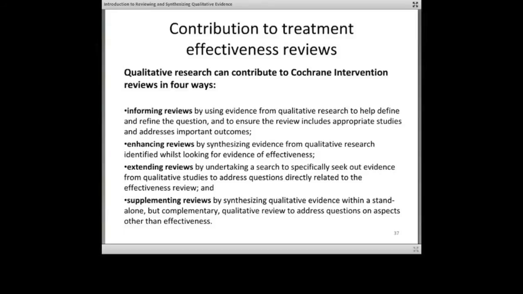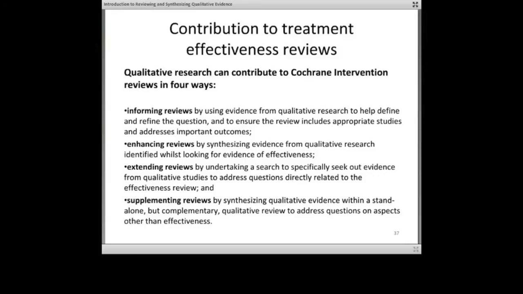We can also enhance reviews by synthesizing evidence from qualitative research that is identified while we're actually looking at evidence of effectiveness. A lot of the RCTs we include in quantitative reviews actually contain some implementation or process-related qualitative information that we could valorize, but that we tend to neglect too much. A lot of these studies may also have sibling studies floating around on the web that are closely connected to the effectiveness question, but not actually incorporated in the same study. So we can enhance these reviews by actually looking at that sort of evidence.